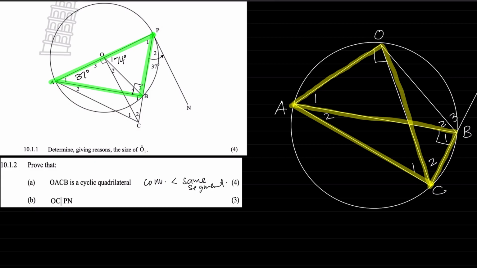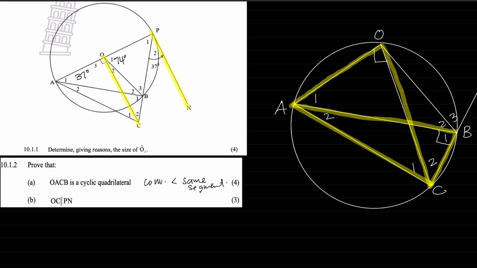Okay. Now the last question, OC parallel to PN. So it's not going to be that difficult. Let me show you why. All we need to do here, let's clear this up a bit. All right, so let's focus on the lines. OC is this line right here, and PN this line right here.